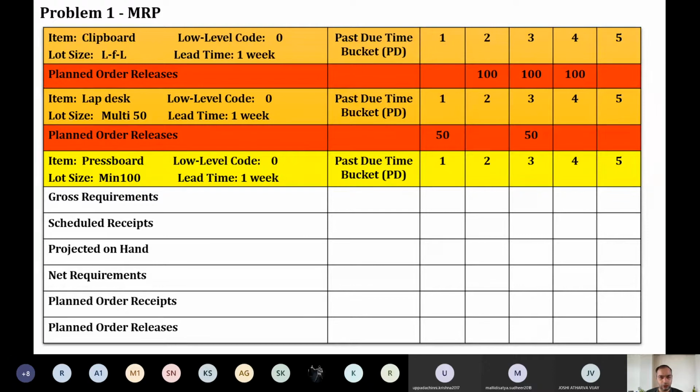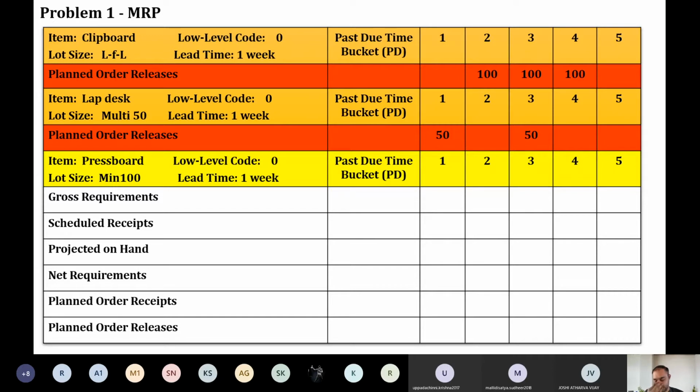Similarly for the lab desk, in week 1 we need to order 50 lab desks, and similarly in week 3 we need to order 50 lab desks. We need to produce 50 lab desks, so we need to order one week before that. That means we require it in the first week, because the lead time was 1.